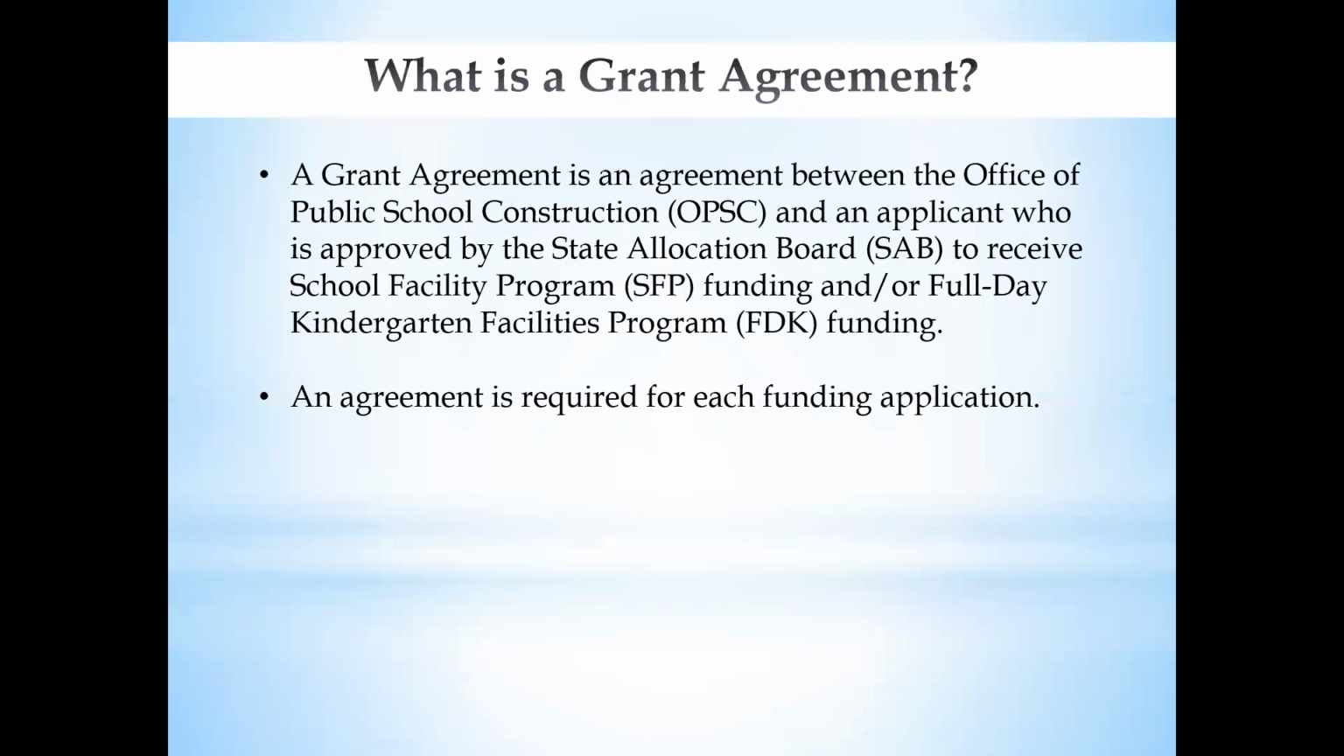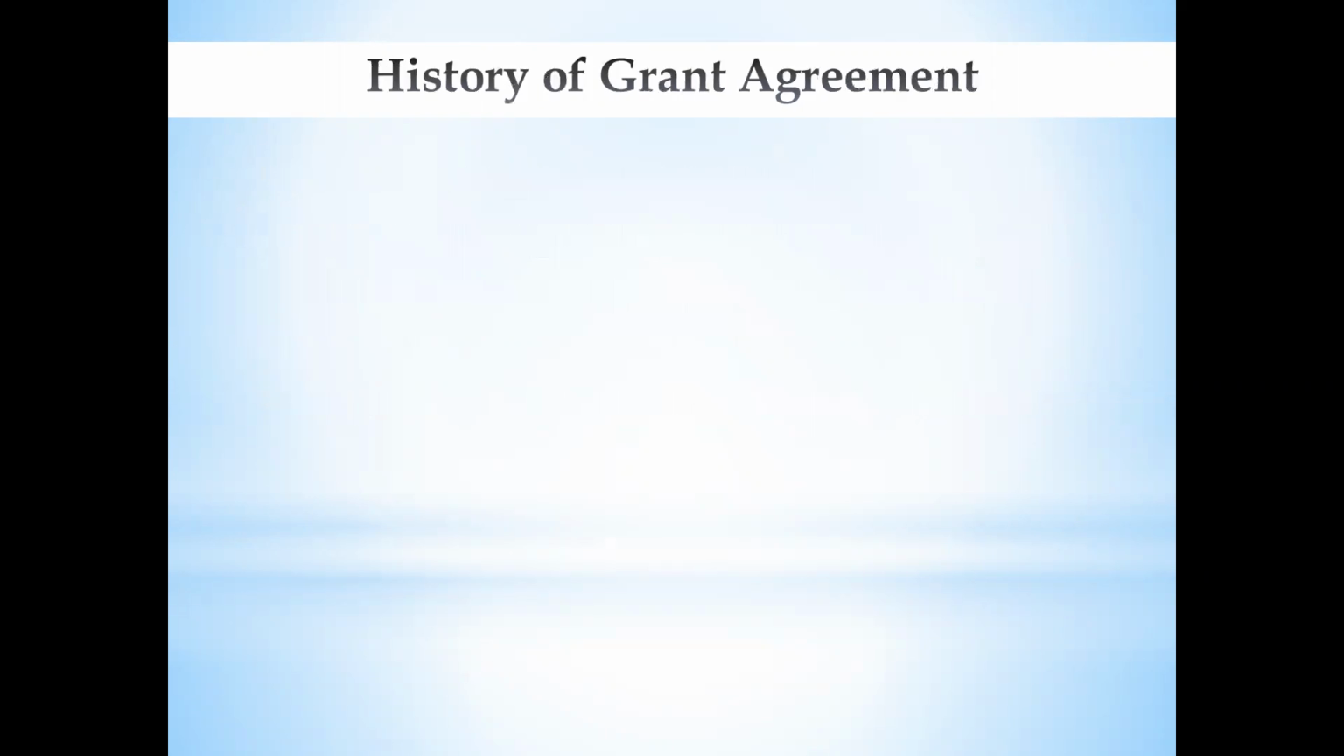Okay, what is a grant agreement? A grant agreement is an agreement between the Office of Public School Construction and an applicant who is approved by the State Allocation Board to receive school facility program funding and/or full-day kindergarten program funding. And it's an agreement that's required for each funding application. A little bit of the history of the grant agreement.